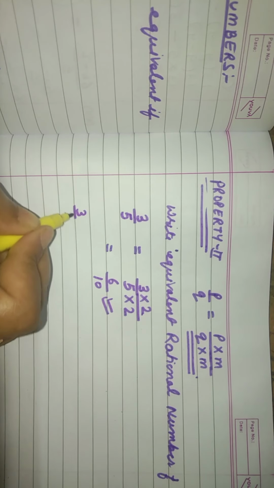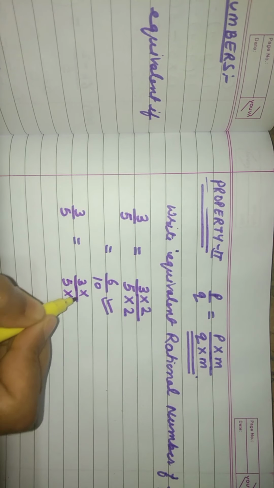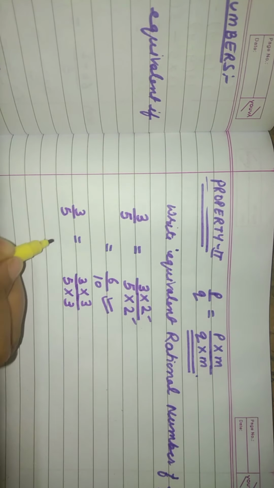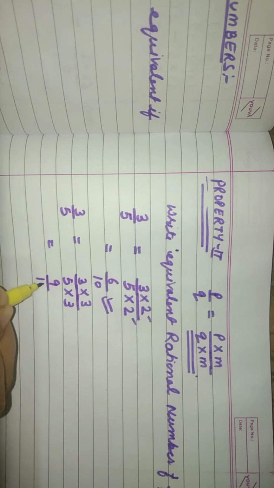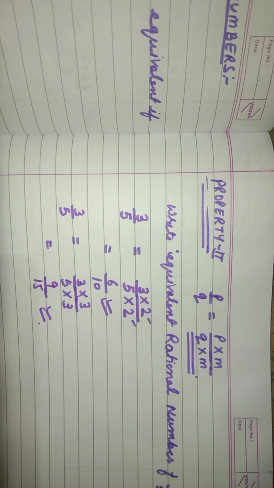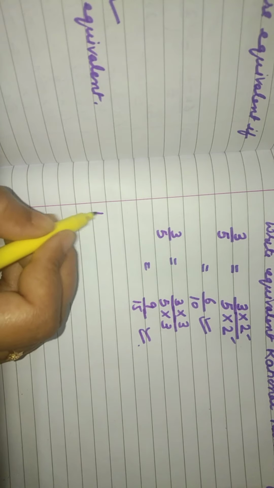Let us find another equivalent rational number of 3 upon 5. Multiply and divide by the same number. Over here I took 2, here I take 3 now. 3 3s are 9, 5 3s are 15. So this is the second equivalent rational number. Now the third property is also similar to this one.